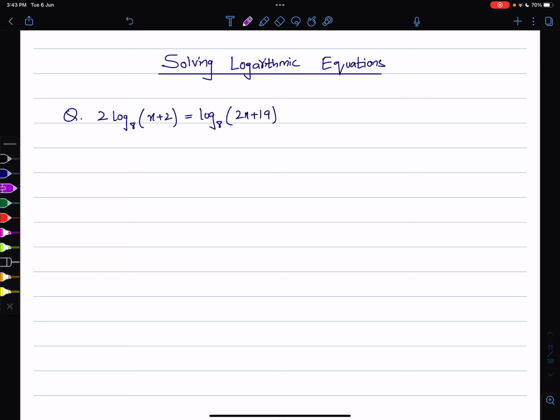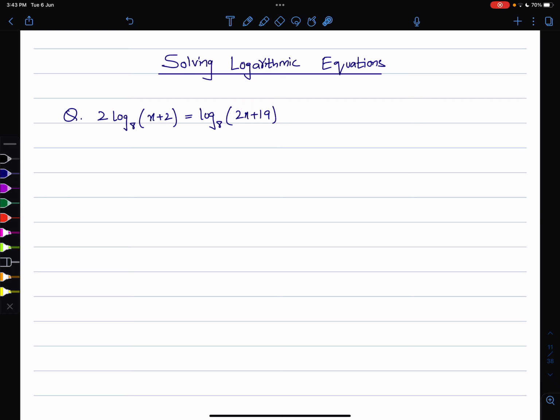Hi, in this video we are going to be solving logarithmic equations. So the first question says 2 times log to the base 8 of (x plus 2) is equal to log to the base 8 of (2x plus 19). We are going to be applying the laws of logarithms that we have studied, and we are going to be solving for the values of x.